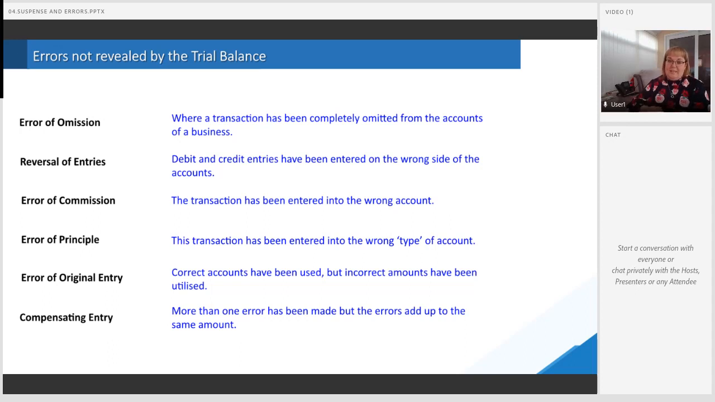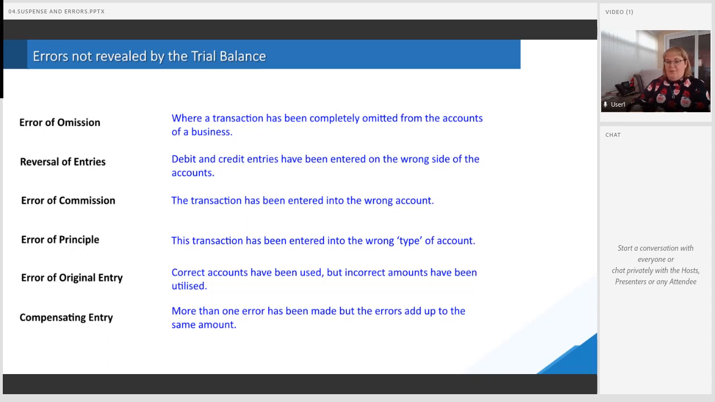Six errors there, guys, that cause problems with our figures, but our trial balance will still work. So the trial balance I gave to you a couple of slides ago, and said that the trial balance works mathematically, my debits and credits agree. Any one of those errors could be present in those numbers, but it's not obvious to us because double entry has taken place in all of those instances.